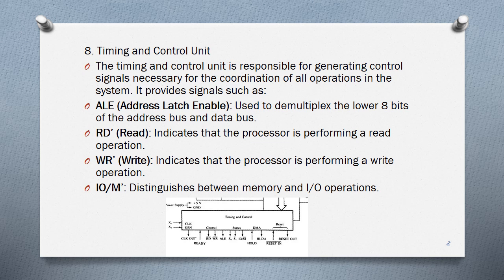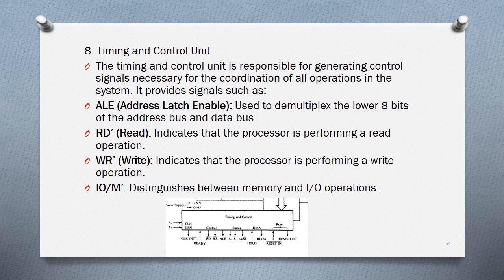You have another 2 signals like S0 and S1. These are status pins. This is an outgoing pin and one can read the status of the processor, whether the processor is reading or executing or it is in the idle state. All this information can be arrived at using S0 and S1.